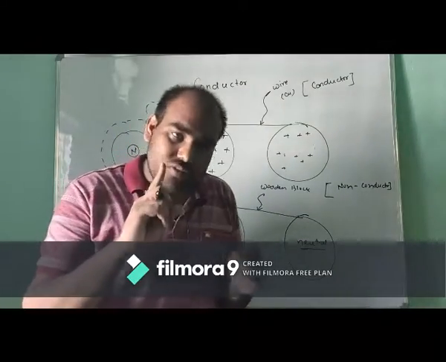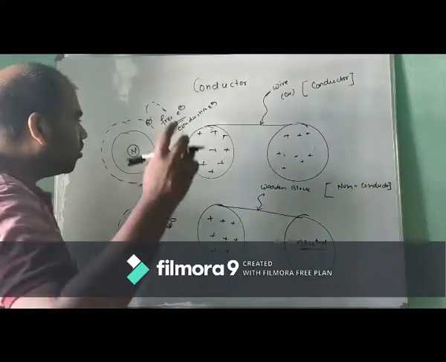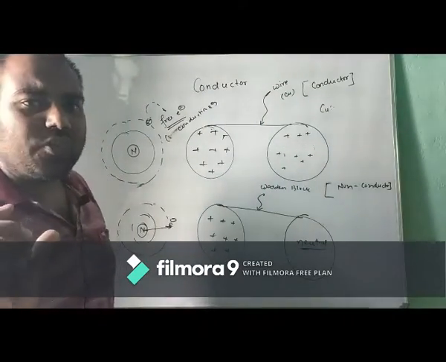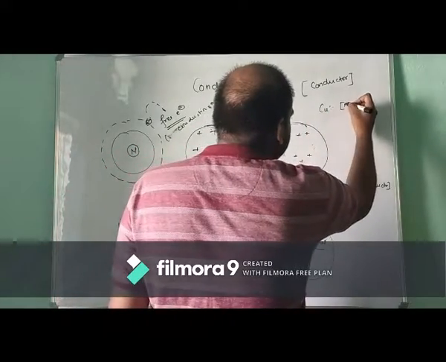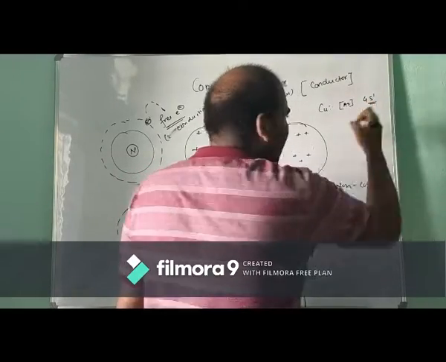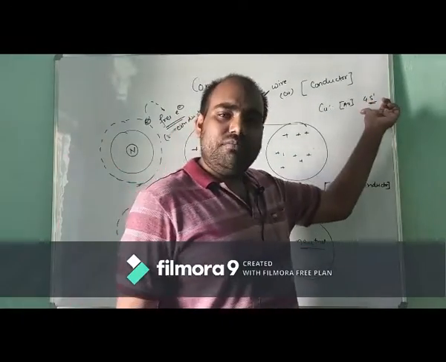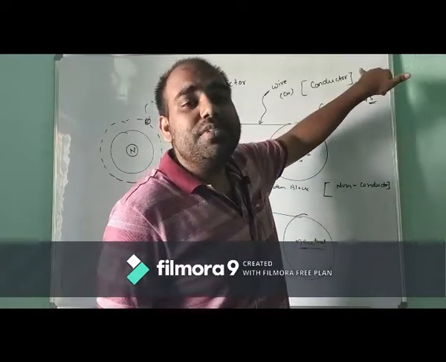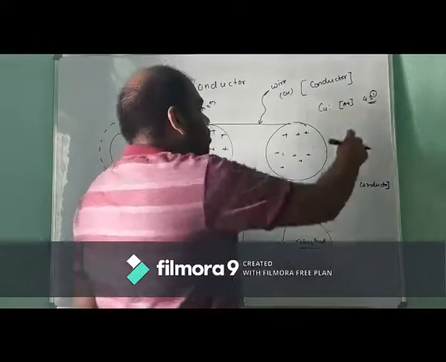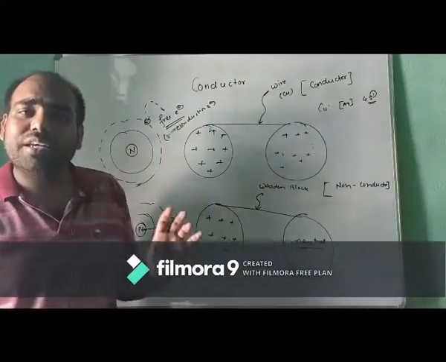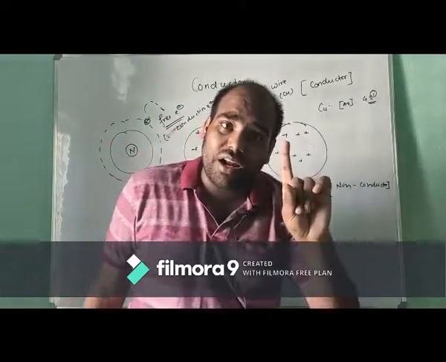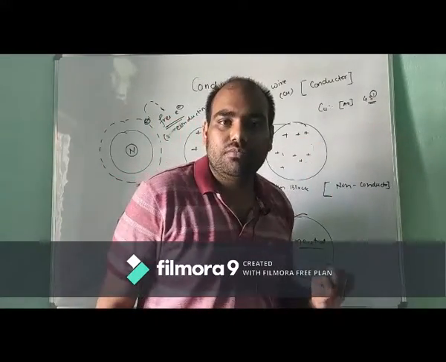Suppose I am talking about copper. I am taking the example of copper. What is the electronic configuration of copper? We say argon, and 4s1 is the outermost electron. This one electron is basically the free electron. This last electron is the free electron. So these electrons are free to move inside the material. So in one copper atom, I am saying there is one free electron.